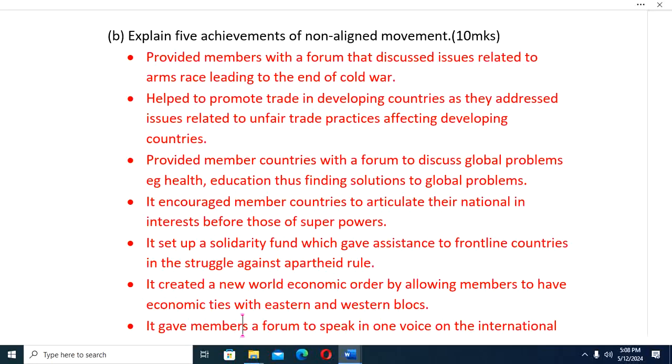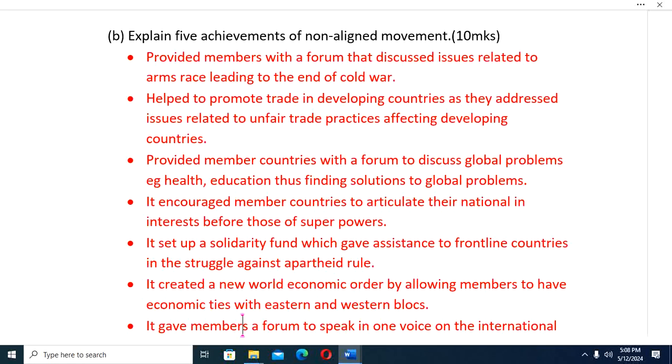Number 1, provided members with a forum that discussed issues related to arms race, leading to end of Cold War. In other words, the non-aligned movement helped to reduce the tension, and also they participated in ending Cold War.